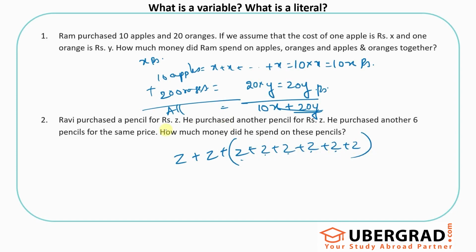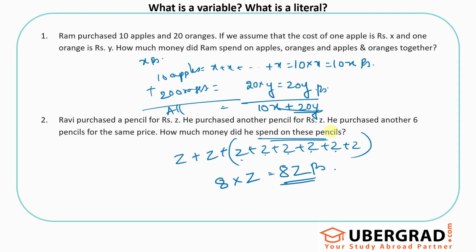Or otherwise you can understand he purchased altogether 8 pencils. Each one is z rupees. That means he would have spent 8z rupees altogether. How much money did he spend on these pencils? That's 8z rupees. That's how you should be able to play with the variables, the basic understanding of adding and multiplying the variables.